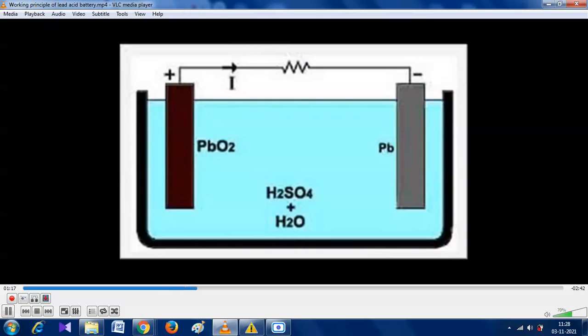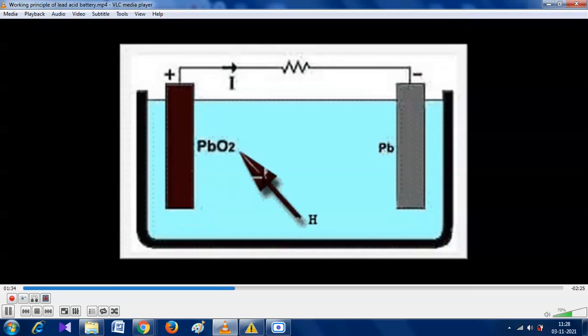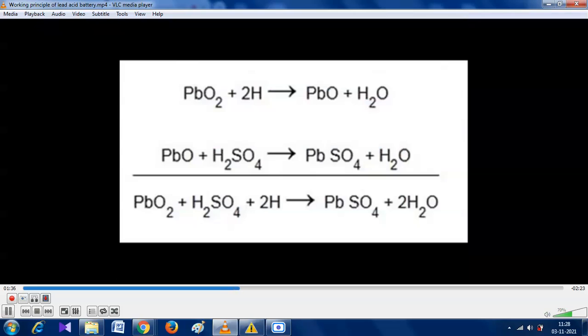In diluted sulfuric acid, the molecules of acid split into positive hydrogen ions and negative sulfate ions. The hydrogen ions, when they reach the lead peroxide plate, receive electrons from it and become hydrogen atoms, which again attack lead peroxide and form lead oxide and water. This lead oxide reacts with sulfuric acid and forms lead sulfate and water.